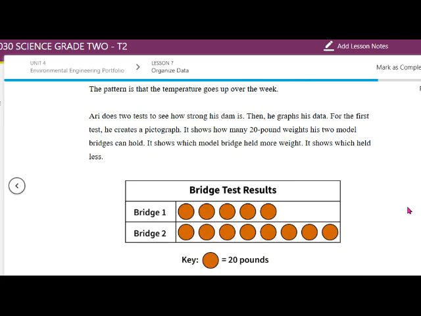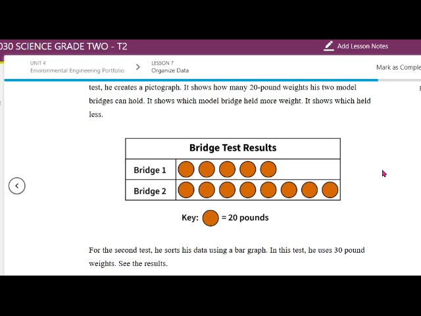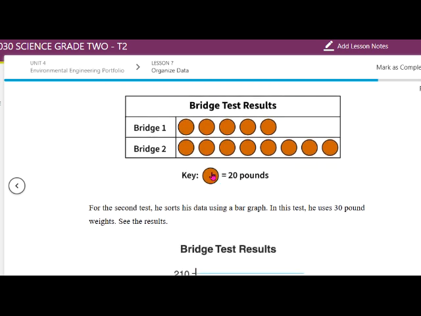Ari does 2 tests to see how strong his dam is. Then he graphs the data. For the first test, he creates a pictograph. It shows how many 20-pound weights his 2 model bridges can hold. It shows which model bridge held more weight, and it shows which held less. So each one of these circles equals 20 pounds. So 20, 40, 60, 80, 100. His first bridge held 100 pounds, but look, 100, 120, 140, 160. His second bridge held even more.